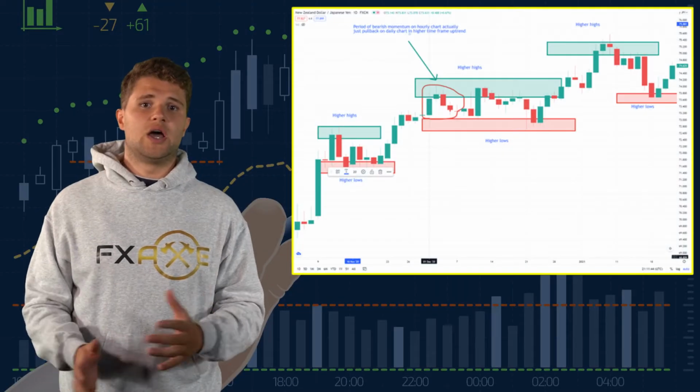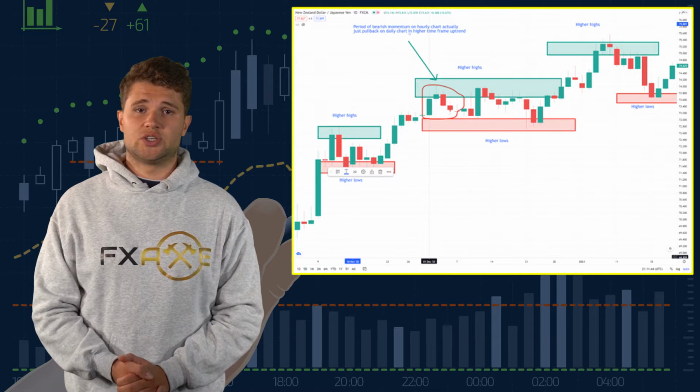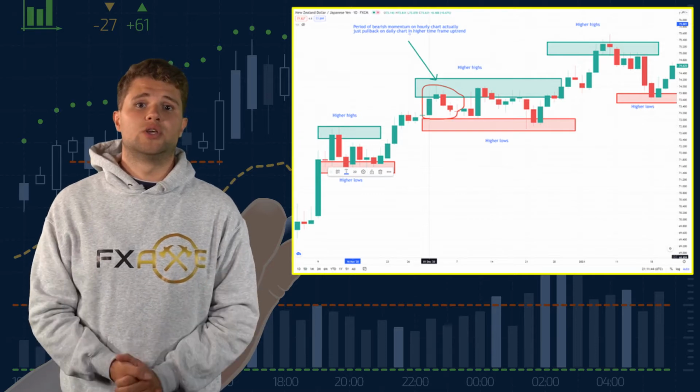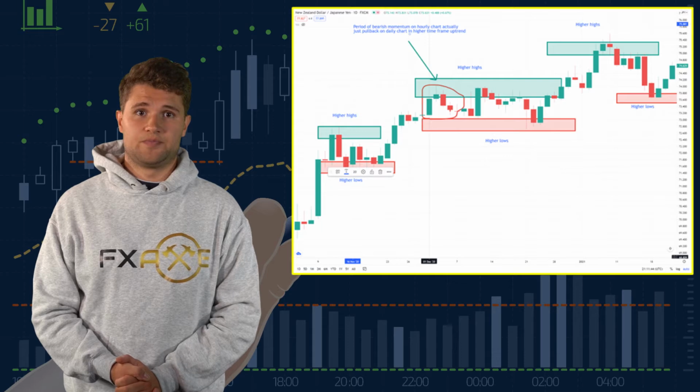Going back to the higher timeframe analysis, there are going to be more frequent changes in price action and structure on the 1-hourly chart than there are on the 4-hourly or the daily for that matter.